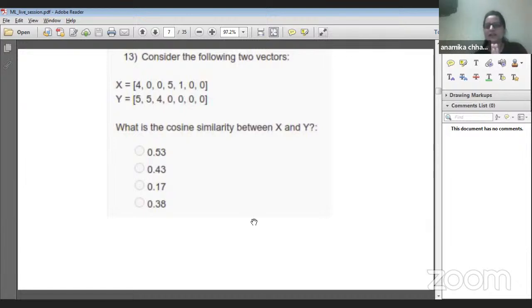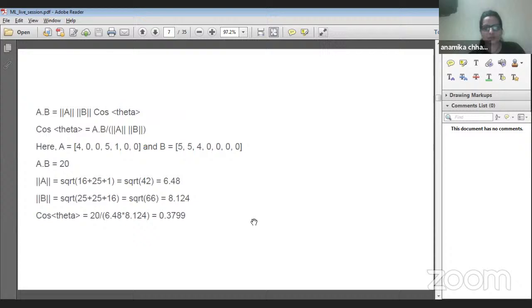Now cosine similarity, or you can say cosine distance. Cosine distance is equal to 1 minus cosine similarity. So cosine similarity is another measure of finding distance between two vectors. As the name indicates, cosine, you find the cos theta. So that's what we need to compute here. I'll share the formula with you.